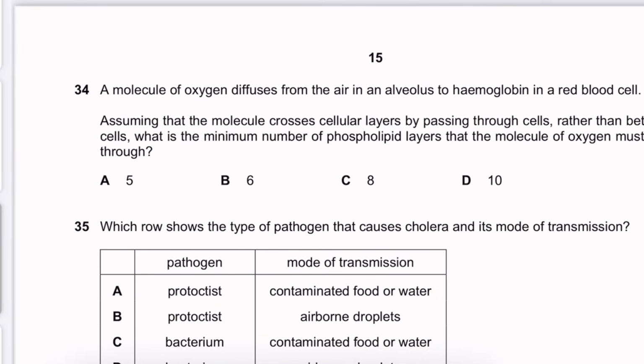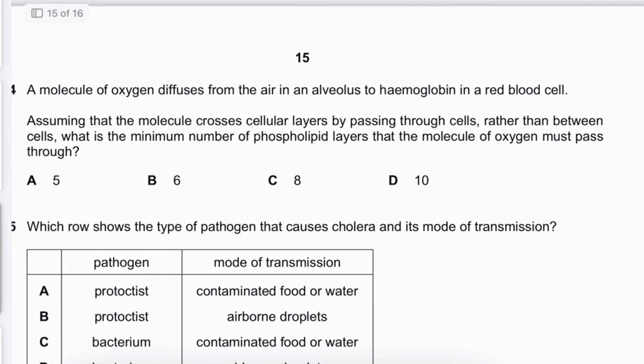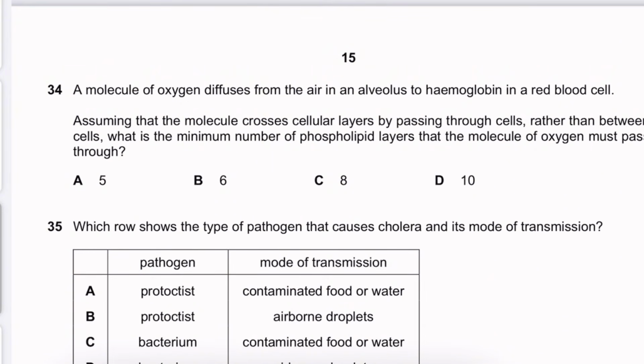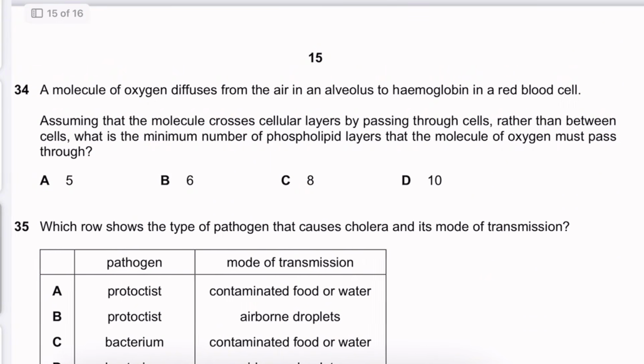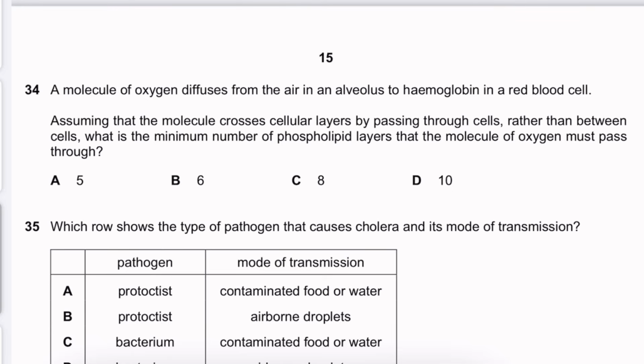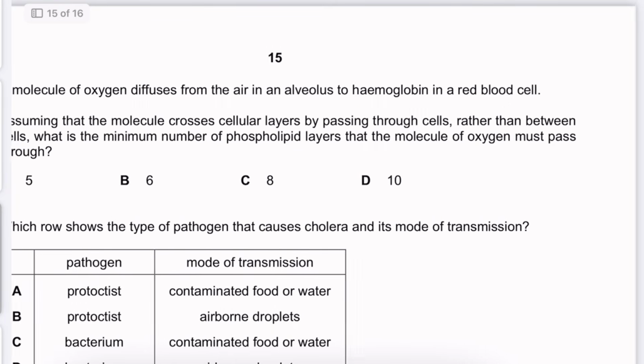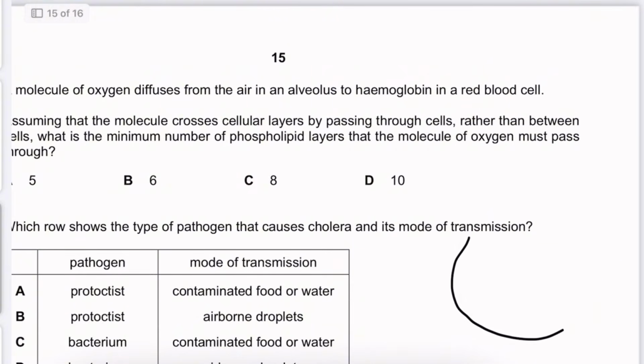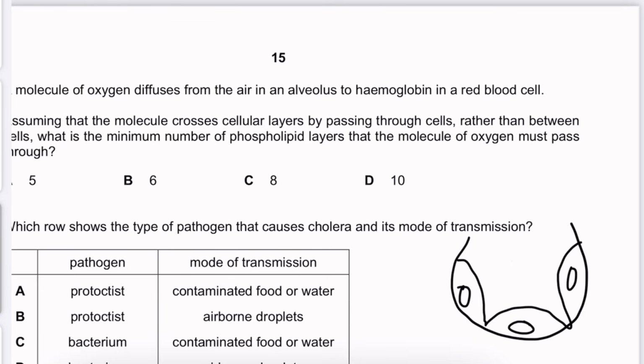A molecule of oxygen diffuses from the air in an alveolus to hemoglobin in a red blood cell. Assume that the molecule crosses cellular layers by passing through cells rather than between cells. What's the minimum number of phospholipid layers that a molecule of oxygen can pass through? Okay, let's start. I always like to draw in this kind of question. So we first draw an alveolus. An alveolus has squamous epithelium. So you're going to have squamous epithelium here and then some oxygen.